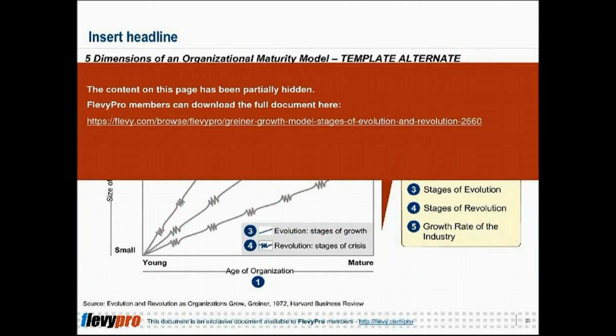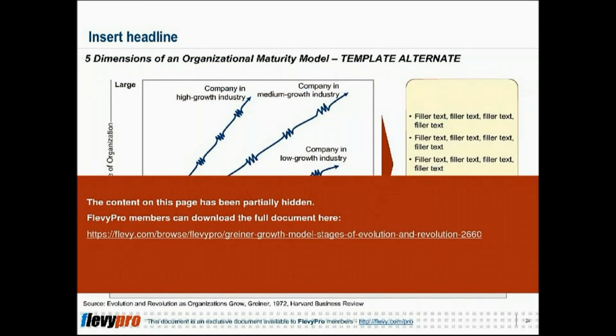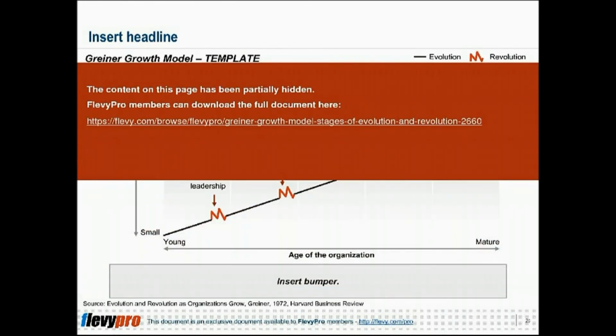5. Growth rate of the industry. The speed at which an organization experiences phases of evolution and revolution is closely related to the market environment of its industry. For example, a company in a rapidly expanding market will have to add employees quickly. Evolutionary periods tend to be relatively short in fast-growing industries, while longer evolutionary periods occur in mature or slow-growing industries.